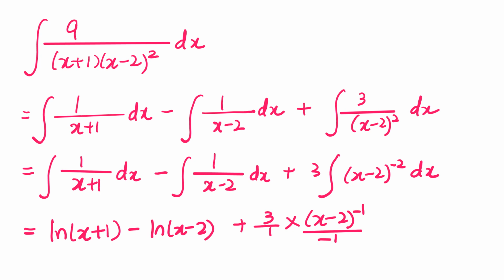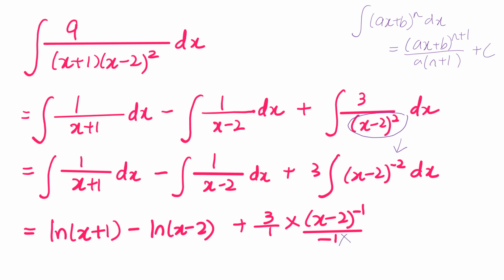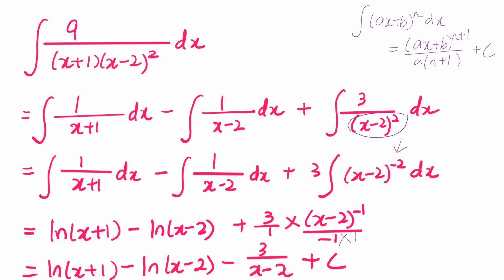And of course, this one here, you would have to convert it into your negative index and pull out the constant 3. So if you remember how we integrate (ax + b) to the power n dx, we just take power plus 1 divided by a times (n + 1), plus c. So we take negative 2 plus 1, which gives you negative 1, divided by negative 1 times the differentiation of x minus 2, which gives you 1. Then you simplify further, and this is how you do it.